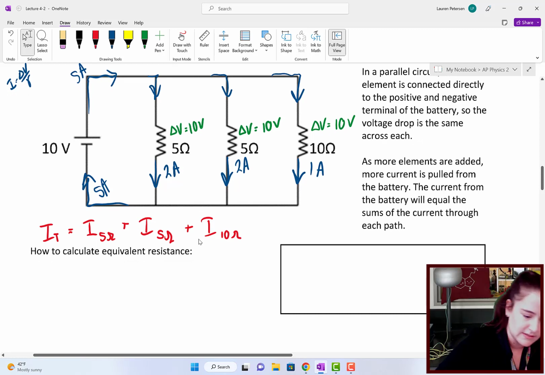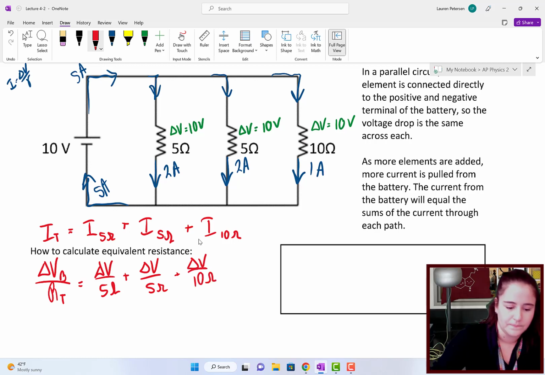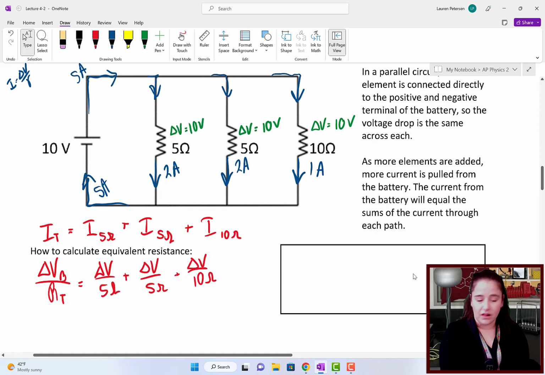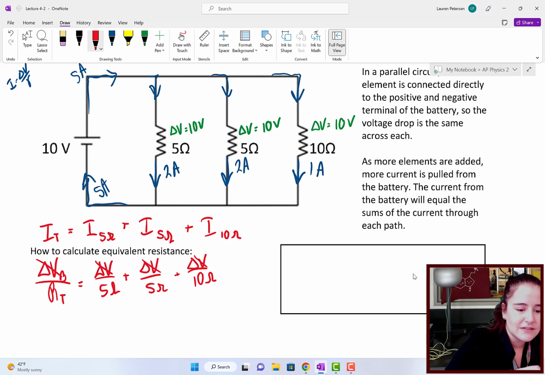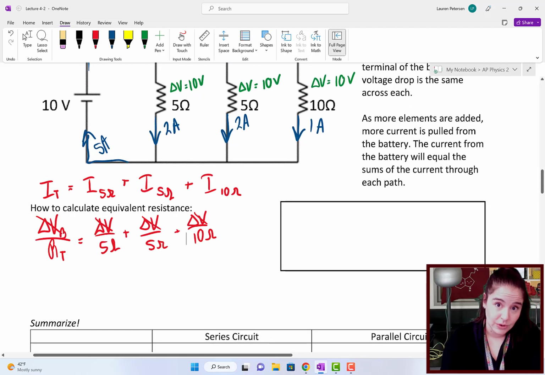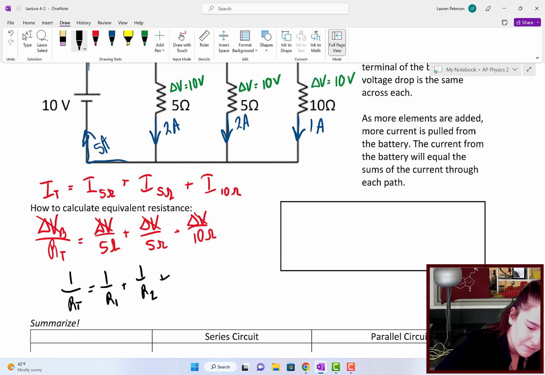So current is voltage over resistance. So we have delta V of the battery over the total resistance equals delta V over the 5 ohm plus delta V over the 5 ohm plus delta V over the 10 ohm. Since all of those voltage drops are the same, we can cancel them all out. And so we get our equation for calculating total resistance in parallel as 1 over R total equals 1 over R1 plus 1 over R2 plus 1 over R3, etc.